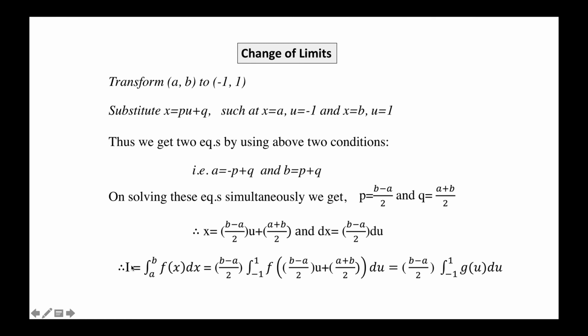So the definite integral from a to b of f(x) dx is now changed to this integral: substitute the value of x and dx, and change the limit from -1 to 1. So (b - a)/2 comes outside the integral, this is constant, and inside from -1 to 1 is f of (b - a)/2 u + (a + b)/2. This is a function, and u is the variable on which the function depends, then du. On simplification, we get (b - a)/2 times the integral from -1 to 1 of g(u) du. So g(u) is another function after substitution.